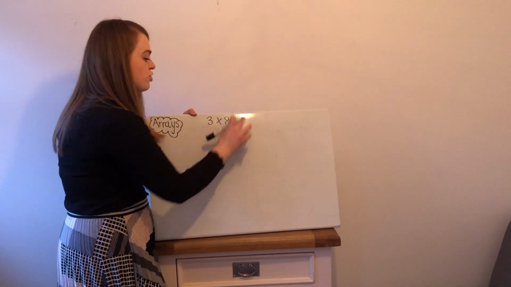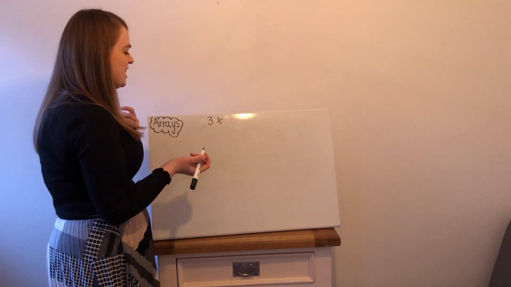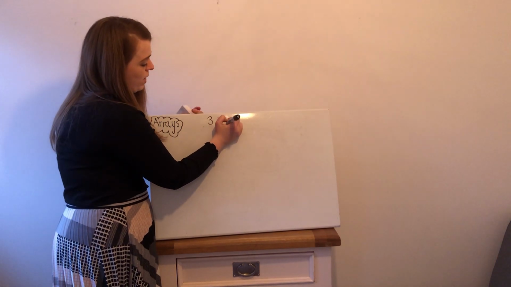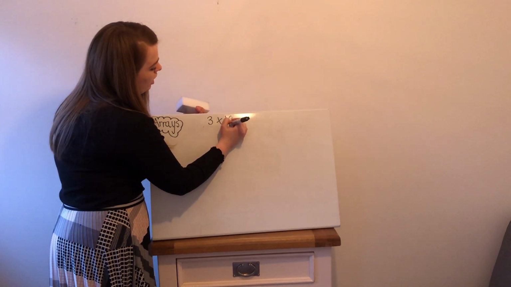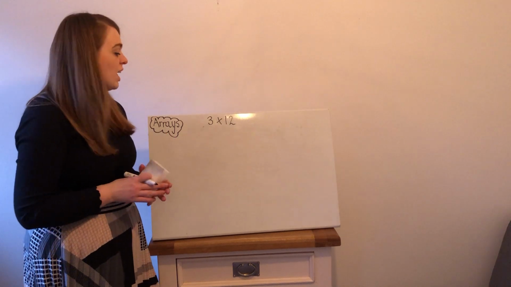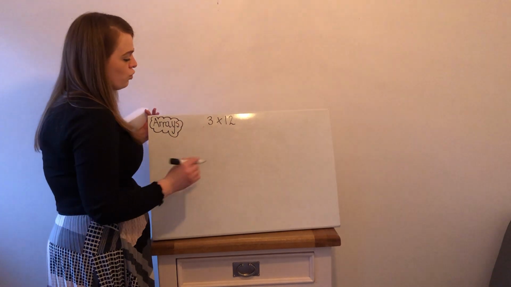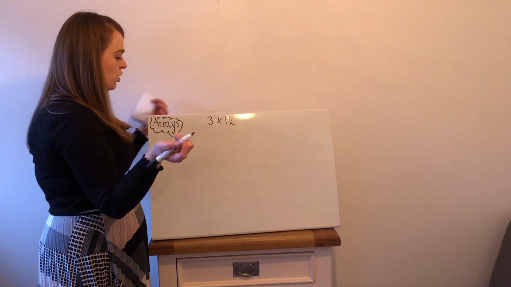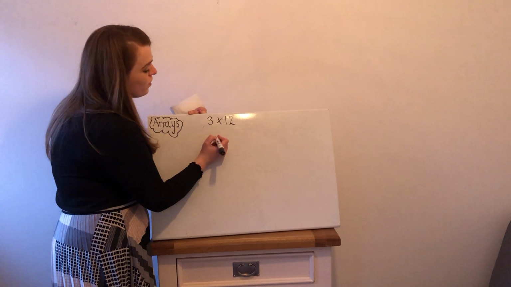And again, I want you to work it out using arrays. And this time we're going to have 3 times 12, boys and girls. I wonder if you can work out 3 times 12 using an array. Remember to pause the video and give it a go. Okay, so I'm going to have 3 rows of 12 or 12 rows of 3. Okay, so let me do, I shall do 12 rows of 3 because I find it easier to count in 3s.